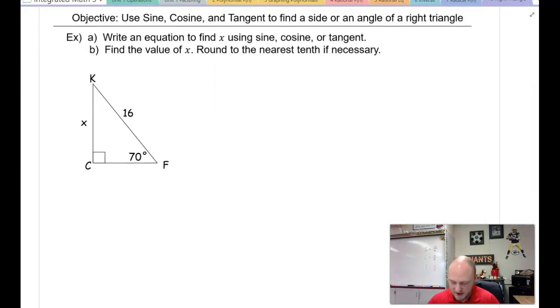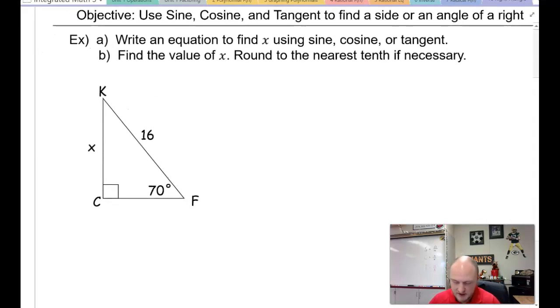So here is the first example. In part A, it says write an equation to find x using sine, cosine, or tangent. All they want you to do is just write an equation. Okay, so I am given this angle here, angle 70. And again, I'm going to put this star, label the sides. So I need to find the side that's opposite. And I'm given the hypotenuse.